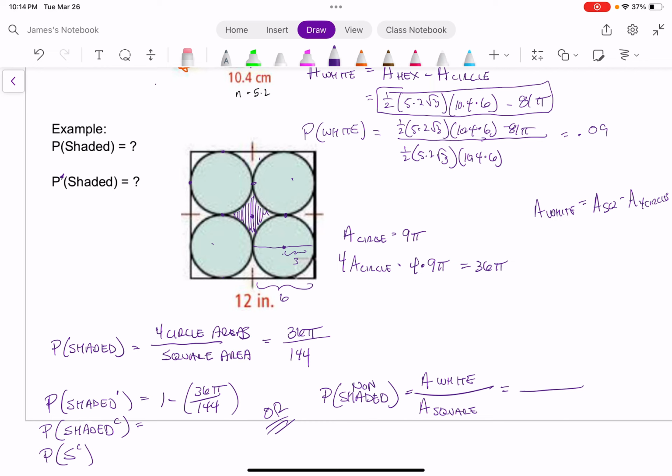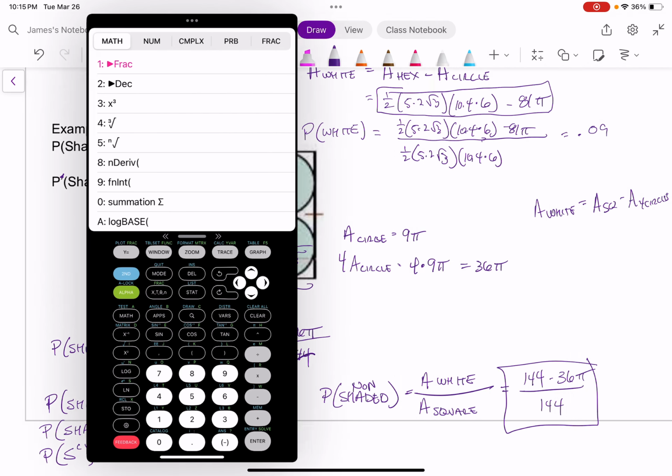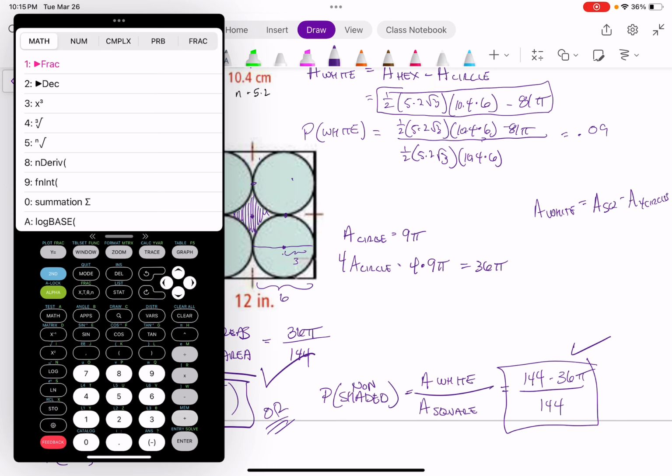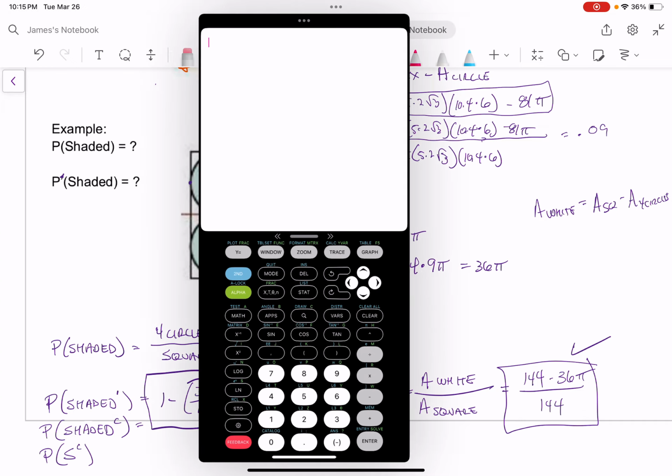Well, the area of the square was 144 minus the 4 circles, which was 36 pi, and then divide that by the area of the square, which we said was 144 again. Okay? So when I look at these, that number right there and that number right there, your neighbor could have done it this way, and you could have done it that way, and you got 2 completely different looking results, but with a little bit of algebra, you'll see that they're the same.